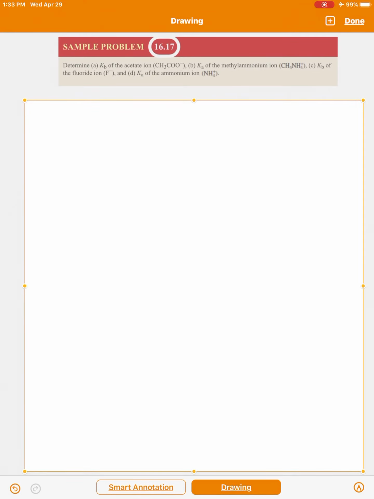Sample problem 16.17. Determine the Kb of the acetate ion, CH3COO negative, the Ka of the methyl ammonium ion, CH3NH3 plus, the Kb of the fluoride ion, F minus, and the Ka of the ammonium ion, NH4 plus.